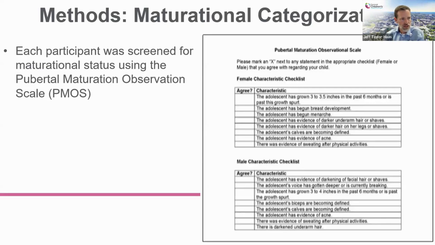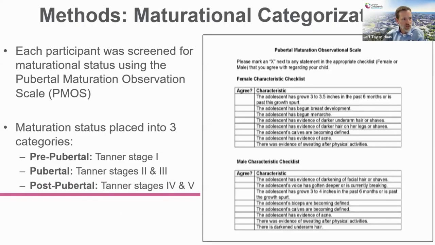And in that cross-sectional study, maturational status was obtained using the pubertal maturation observation scale, also known as the PMOS. We placed participants into 3 maturational categories: prepubertal, which corresponds to the Tanner stage of 1, pubertal, corresponding to Tanner stages 2 and 3, and postpubertal, corresponding to Tanner stages 4 and 5.